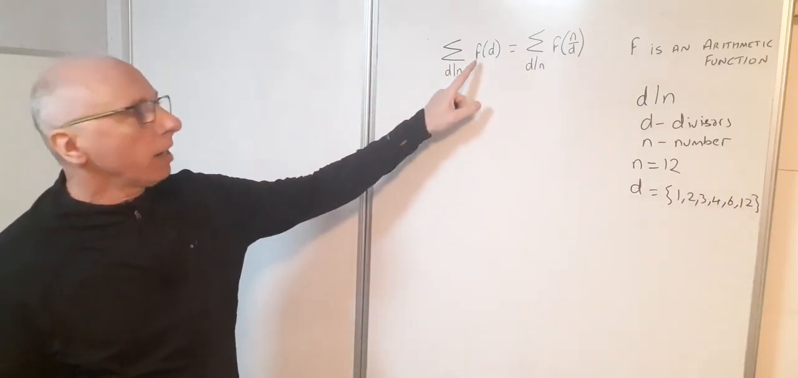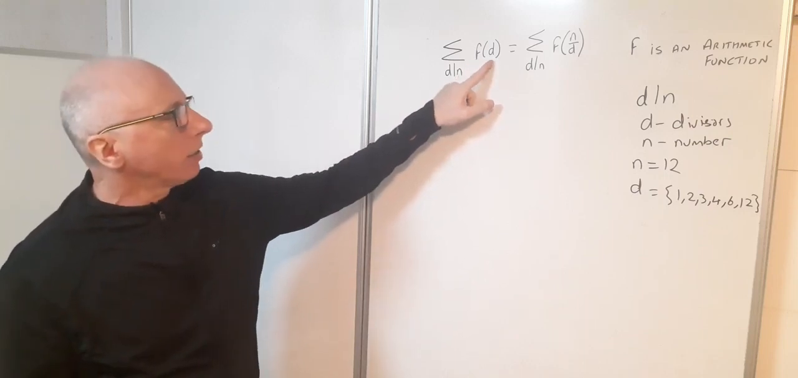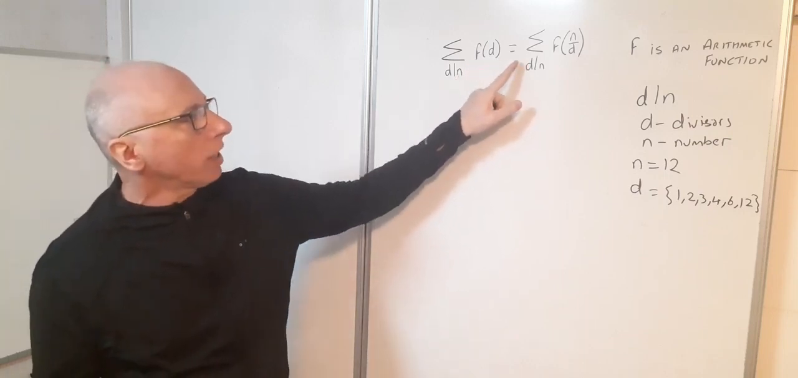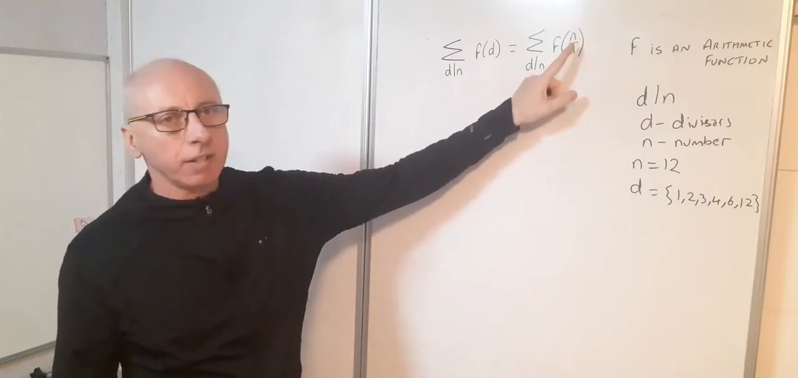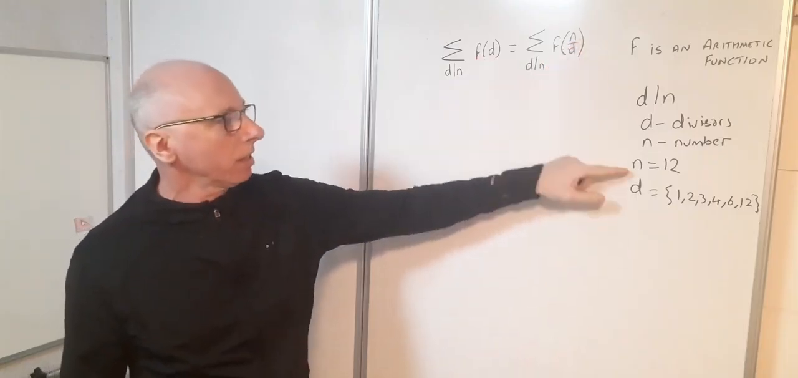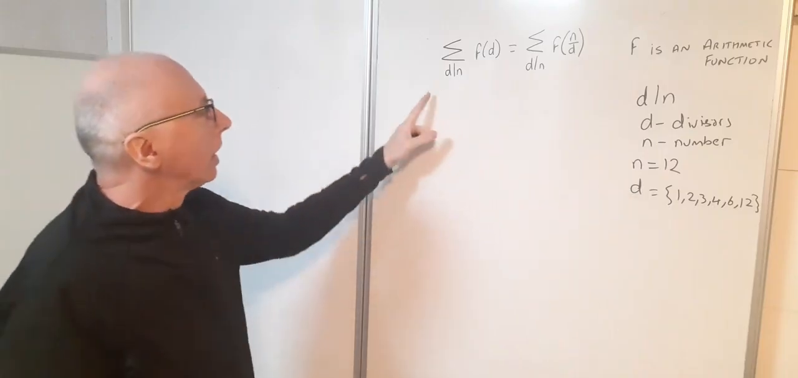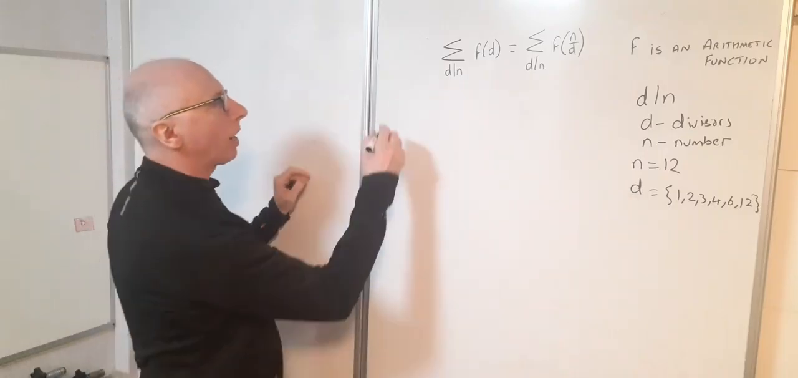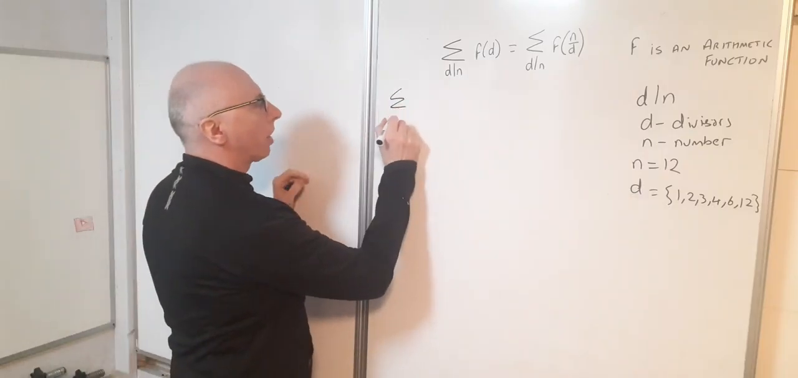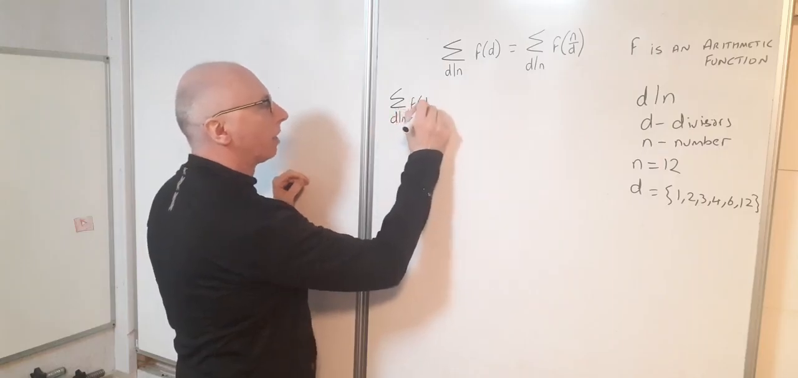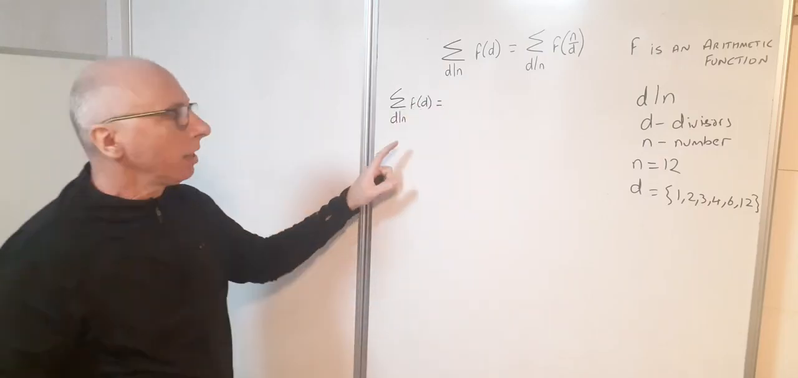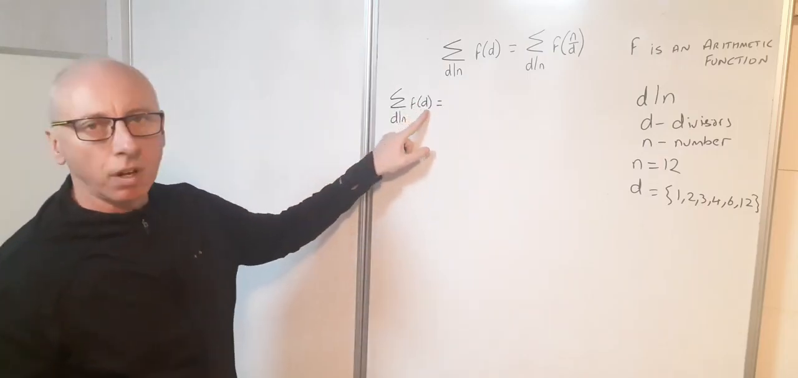Okay, so here we calculate the function at those divisors, and it should equal, when all those functions are added up, the function of n divided by those divisors. So in this case, we're going to use 12. So first of all, let's look at this one and see what that actually means. So divisors of n, and we've got f of d. So what that means is the addition of all the functions of d.